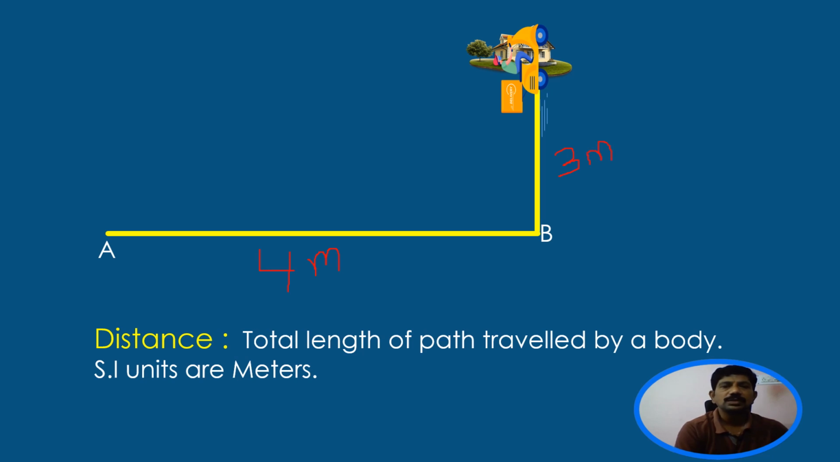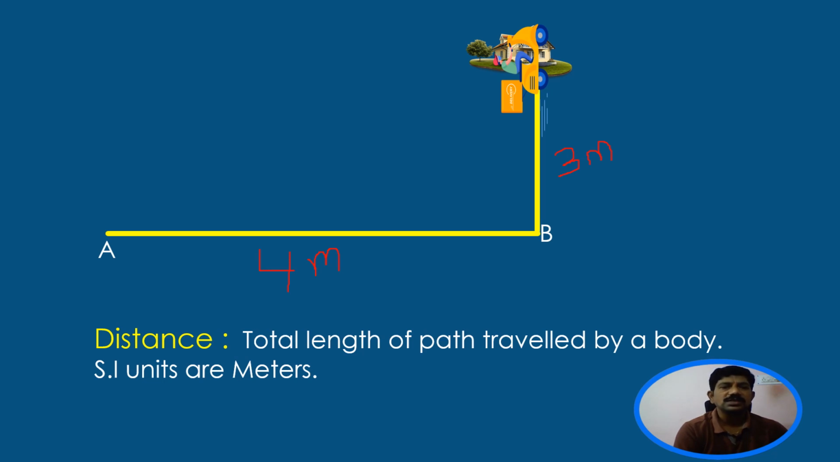So the total length of the path is AB plus BH, that is 4 meters plus 3 meters, which is 7 meters. The total length of the path traveled by a body is what we call distance. It is called distance.